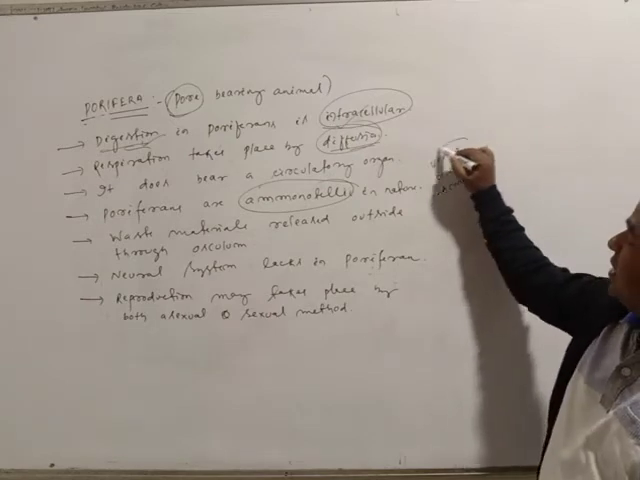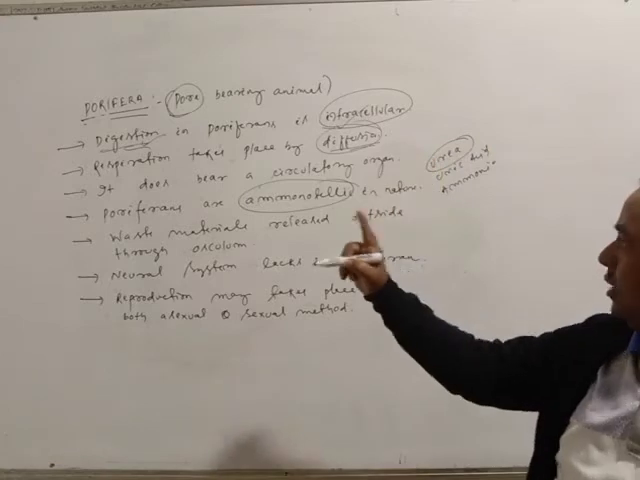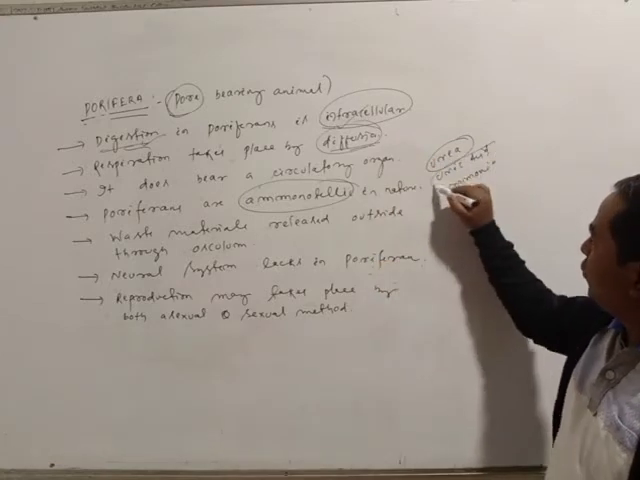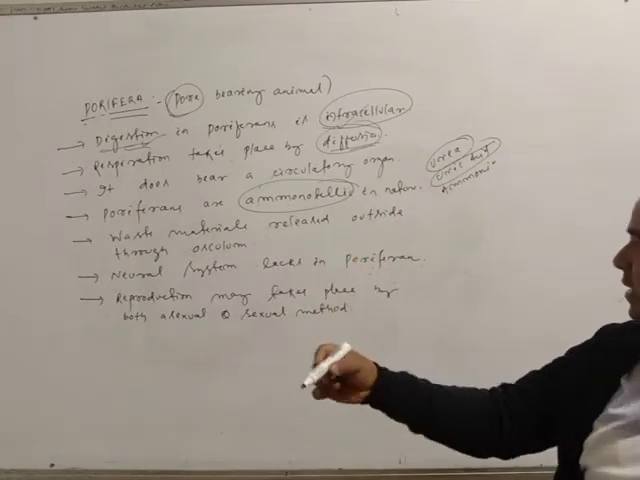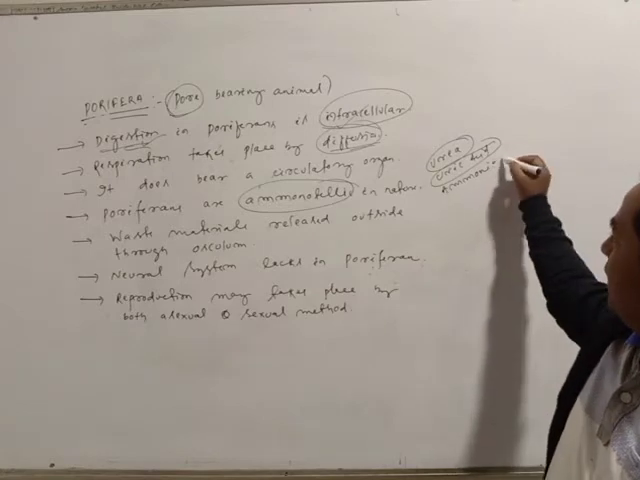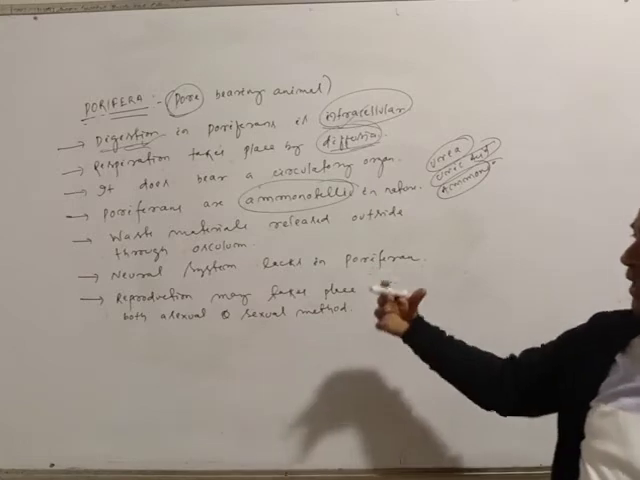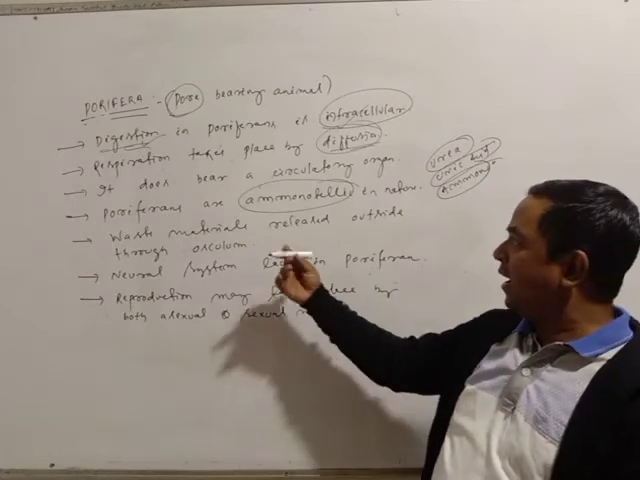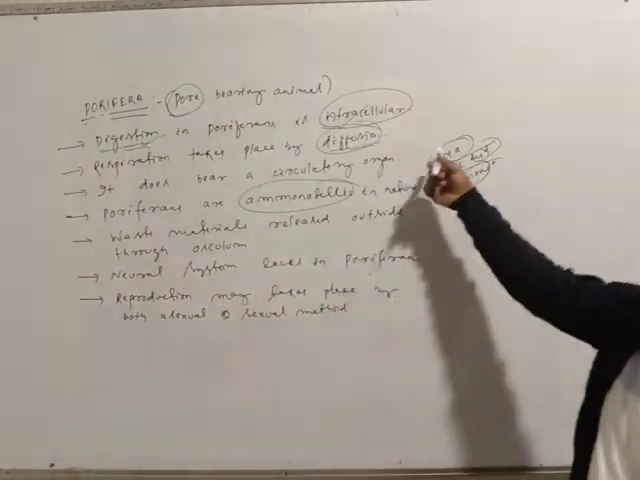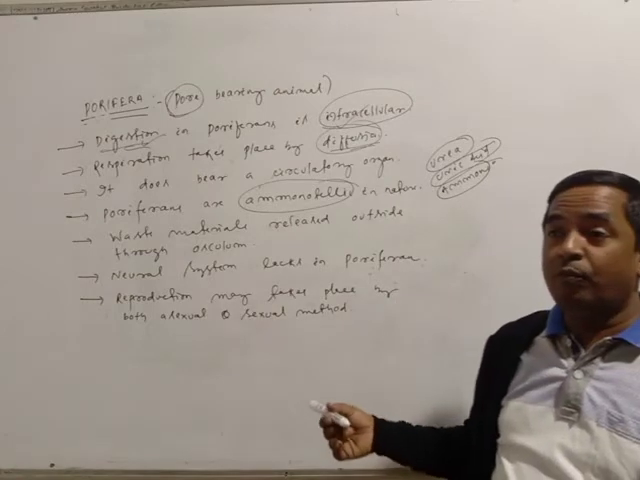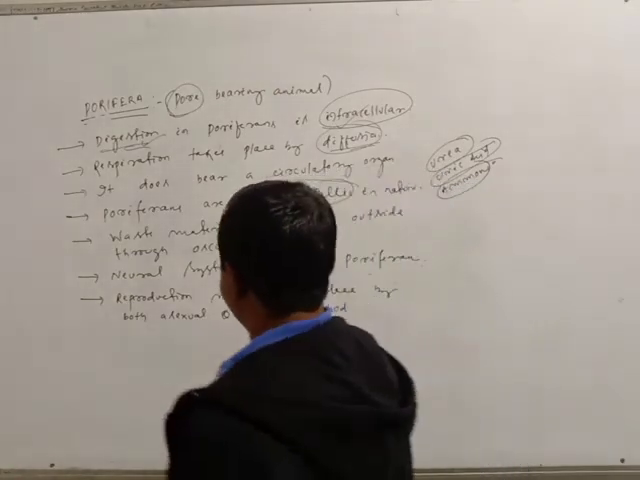Those animals that excrete urea are ureotelic. Those that excrete uric acid are uricotelic. Those that excrete ammonia are ammonotelic. So poriferans are aquatic animals, and mostly aquatic animals release ammonia. And among these three, ammonia is the most toxic substance.